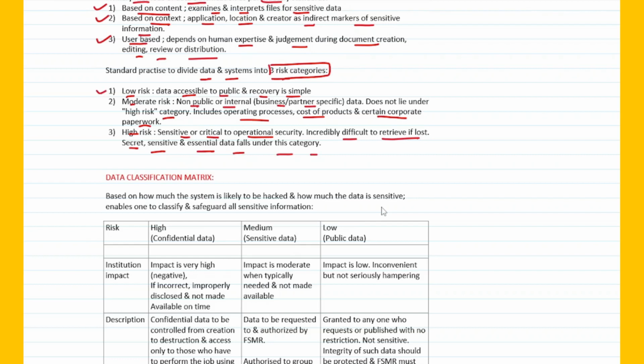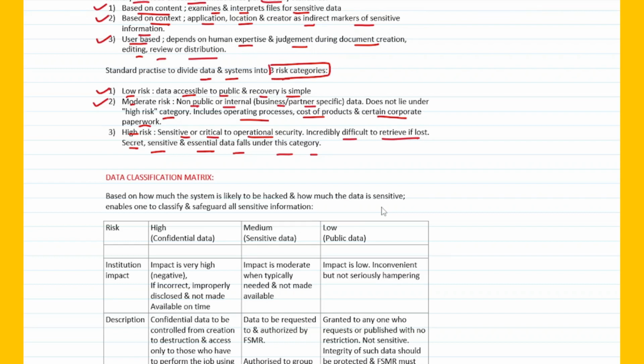First one is low risk. Low risk is one thing which can be accessible by all the public and the recovery is very simple. Moderate risk, it's something which is not high risk is moderate risk. It is accessible to whom? For the non-public or the internal, that is business or partner specific. What all it includes? It includes operating processes, cost of products, and certain corporate paperwork.